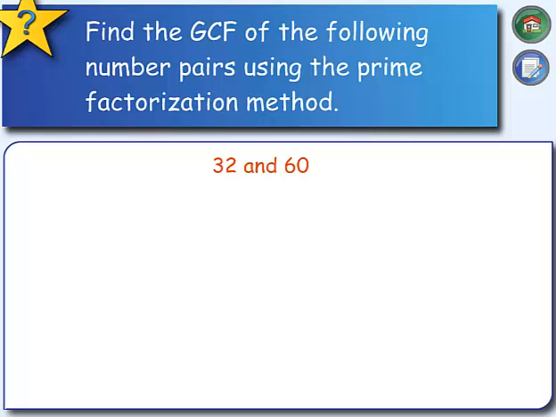You go ahead and try this. This one is finding the greatest common factor of 32 and 60. Pause the video, try it out, and then I'll give you the answer when you come back.